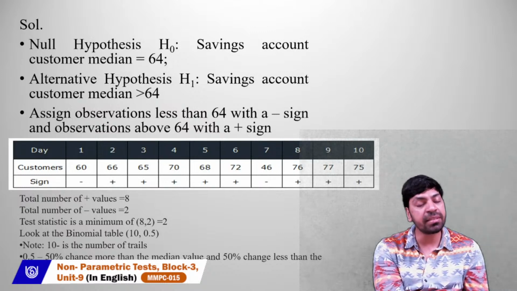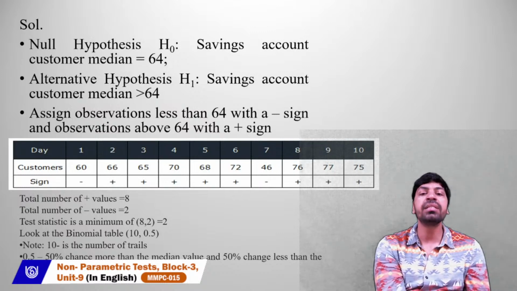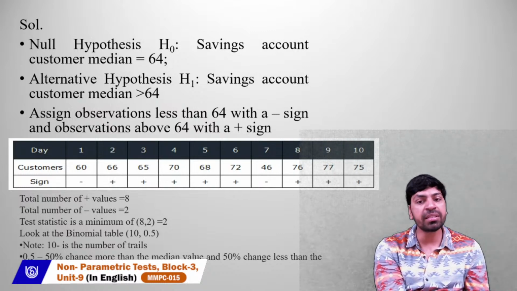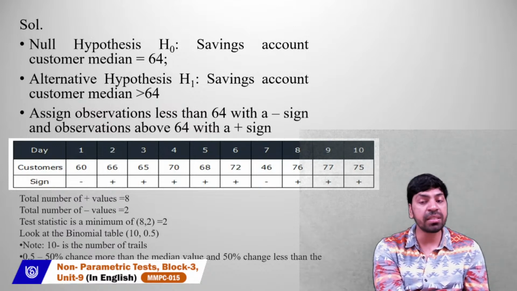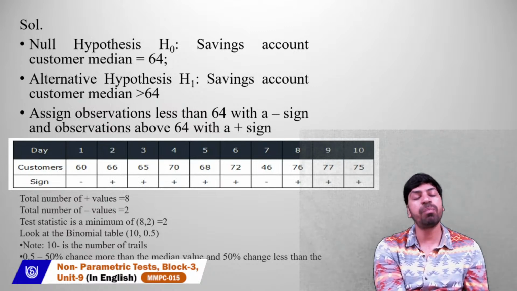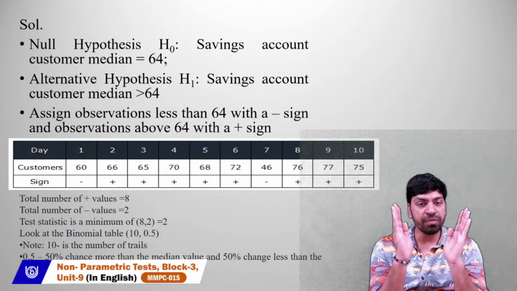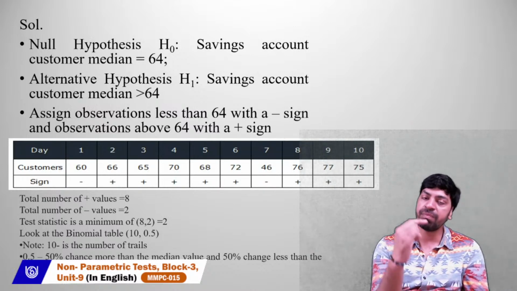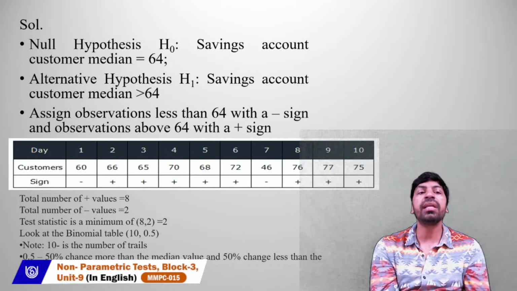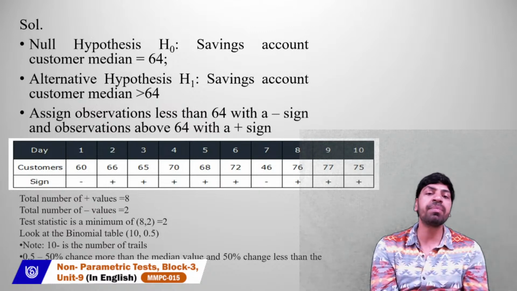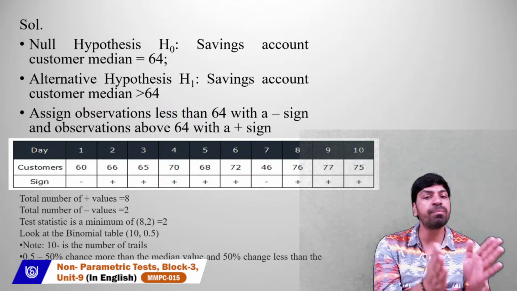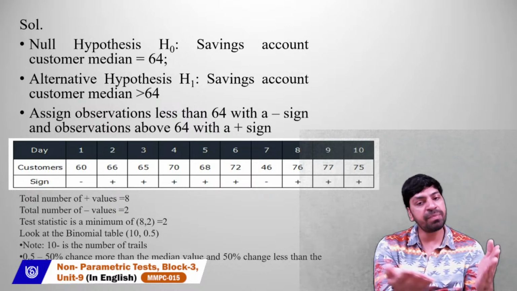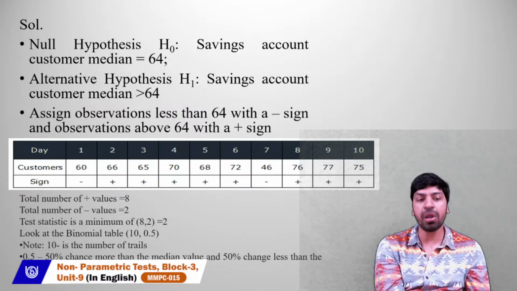46 is less than 64, minus. 76 is more than 64, plus. 77 is more than 64, plus. 75 is more than 64, plus. So when you formulate the hypothesis based on the question, the next step is to assign the observations the minus and positive signs, which has been done in this particular solution.